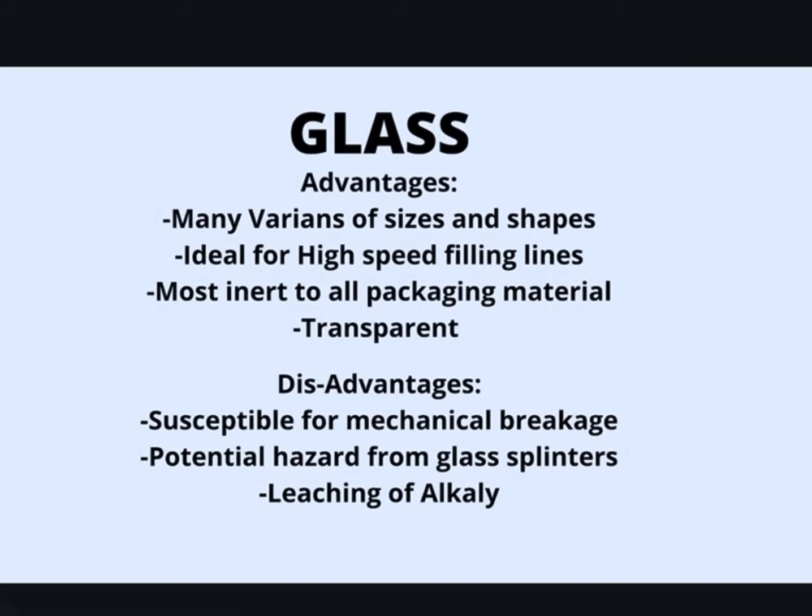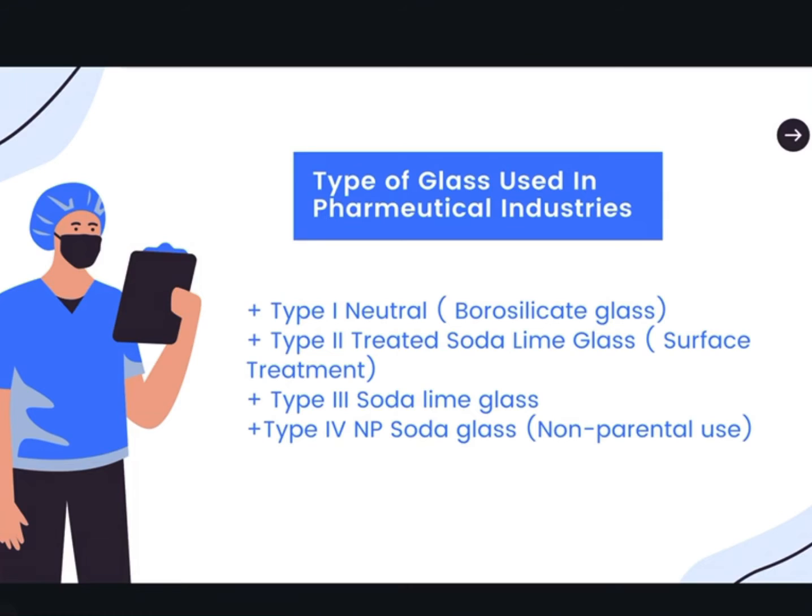Then the glass advantages, it has many variants of sizes and shapes, ideal for high speed filling lines, most inert to all packaging material, and transparent. And it also has some disadvantages, such as susceptible to mechanical breakage, potential hazard for glass splinter, and leaching of alkali. So, the type of glass that used in pharmaceutical industry, it has 4 types.